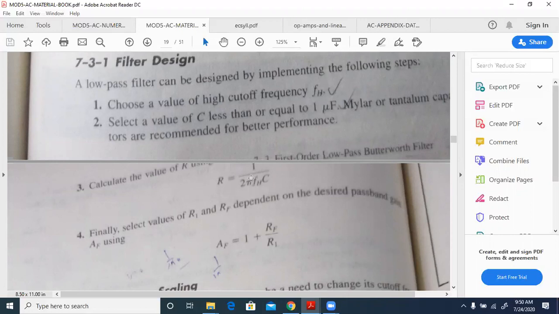Okay, so then you can find the value of R, and that value will not be the exact value which is available.